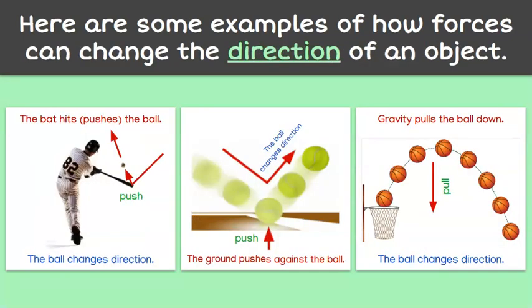Here are some examples of how forces can change the direction of an object. So in this case, the ball has been thrown towards the batter. The bat hits or pushes the ball, and the ball changes direction. In this example, the ball has been coming towards the ground, and the ground actually pushes against the ball to make it change direction. So you can have a push even though an object's not moving. So the ground doesn't move, but it still creates a push effect. In this example, the ball's been thrown up in the air, but gravity pulls the ball down, and the ball changes direction.